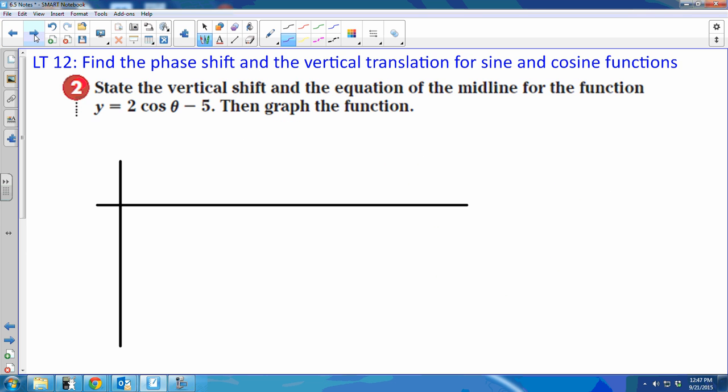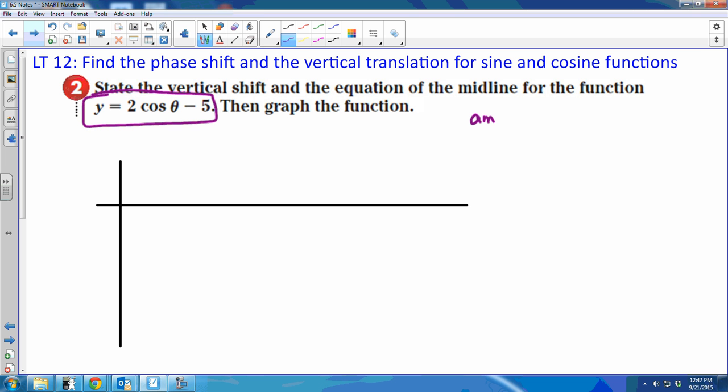All right, so we're not going to graph today. We're just going to talk through how to find things, and then we'll graph tomorrow. And we'll graph again on Wednesday. It says state the vertical shift and the equation of the midline for the function, and here's the function. I'm going to ask some other questions too, though.